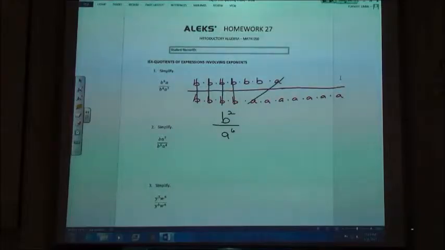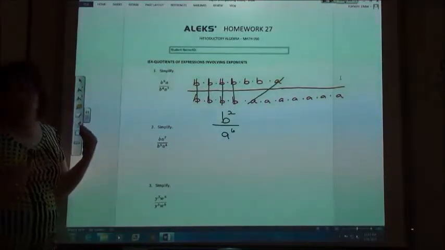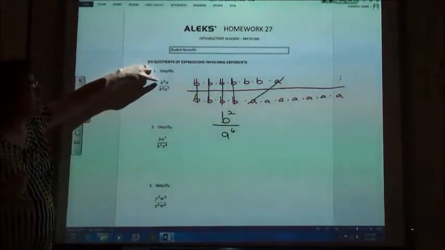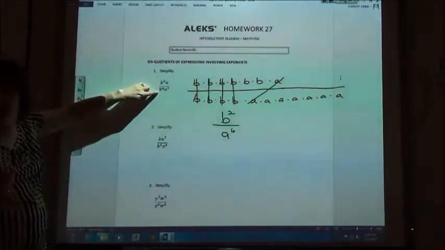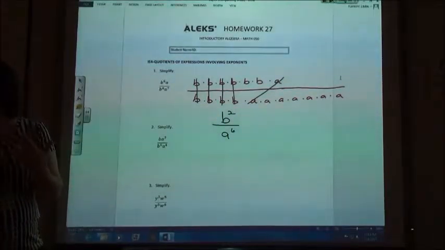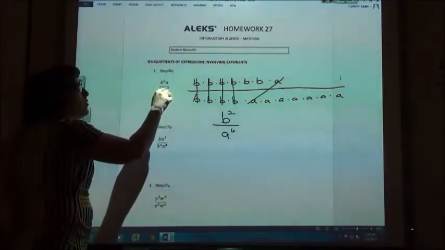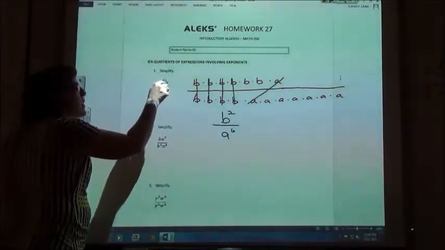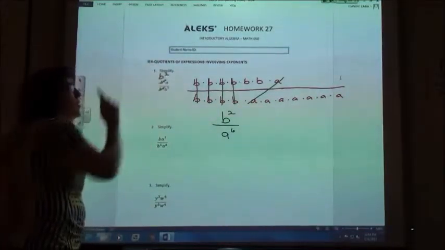What if I had 15? So if you look at that and look for a shortcut, here's what you're really doing. You're saying I have 6 b's on top and 4 b's on the bottom. I can cancel out the smaller amount. I can cancel 4 of them out of there. So I'm going to take out the smaller number from 4. 6 minus 4 gives me 2 up on the top, right?